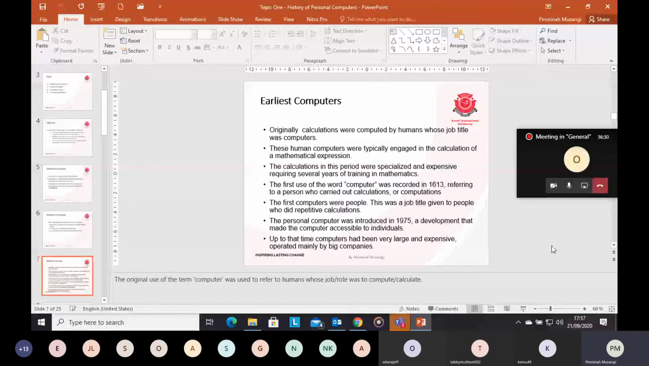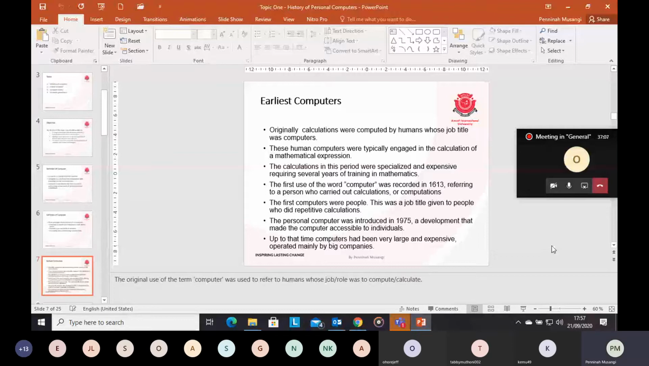You might think it is a new term, but it's a term which has existed over time, over many centuries ago. And you can see that the first time it was used, it was in the year 1613. And it was used to refer to a person who carried out calculations and computations, as I've explained. So the first computers were basically people.